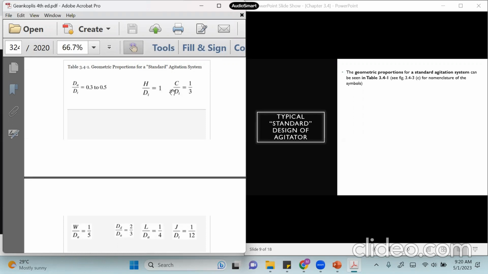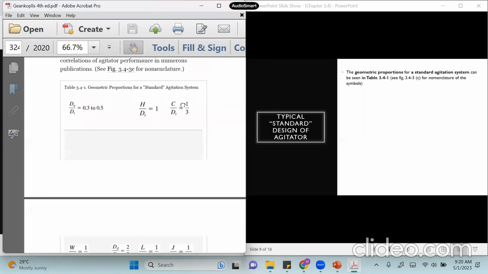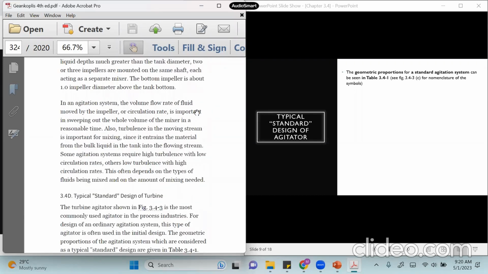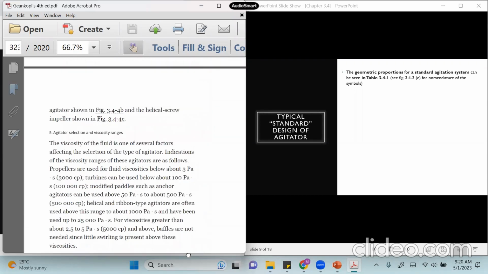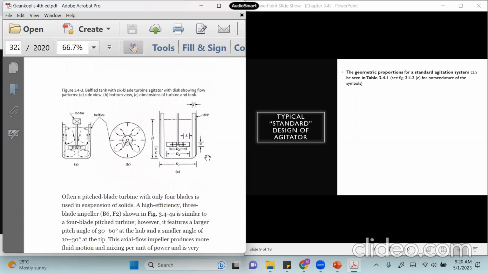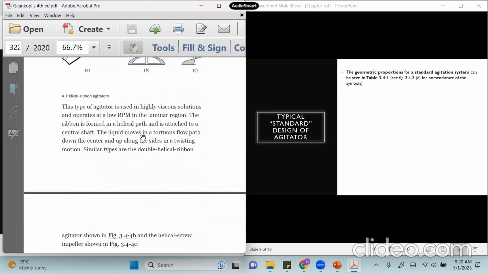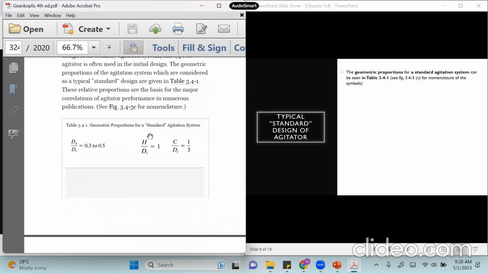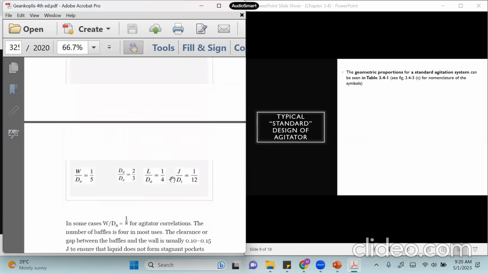Okay. C over dt. What is C? I forget. Oh, C is the space between the bottom of the tank and the bottom of the agitator. So the distance between the bottom of the tank and the bottom of the agitator over dt, the diameter of the tank, is 1/3.